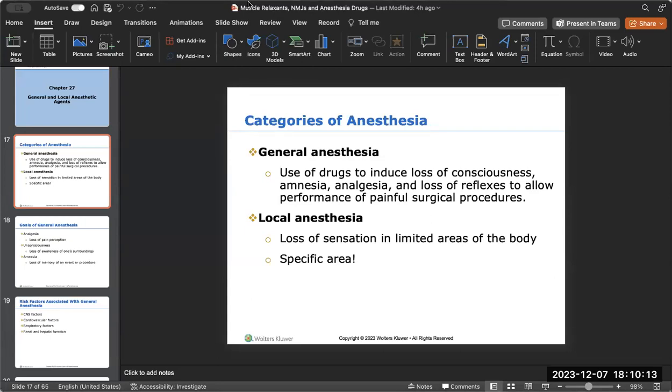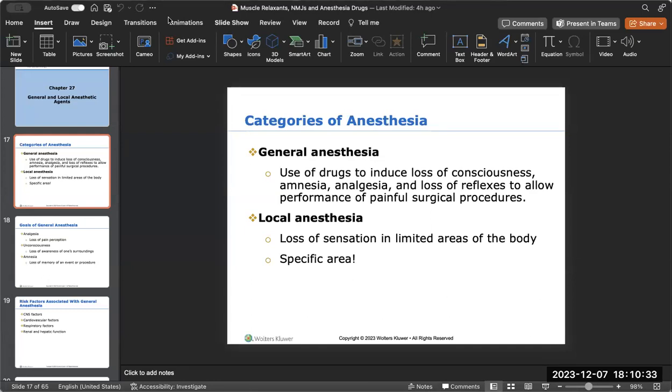Now, local anesthesia is used for a specific area to numb something very specific. That's why it's called local, right? Like a lidocaine patch is a local anesthetic because it can cause numbness and reduce pain in a specific area. That's why it's considered local.